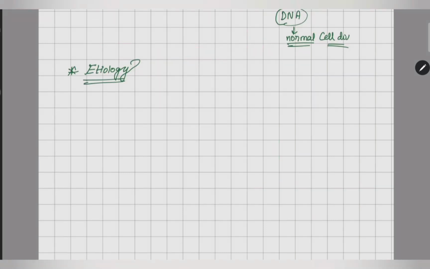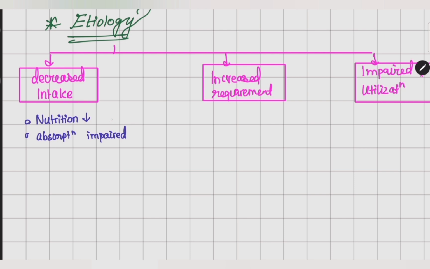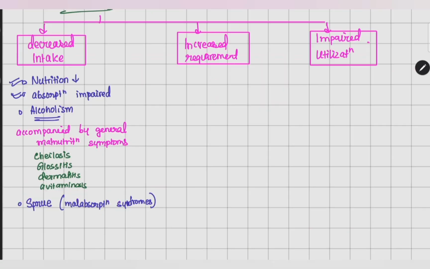So it can happen due to 3 reasons, either due to decreased intake or due to increased requirement or due to impaired utilization. Decreased intake can happen due to deficient nutrition, then impaired absorption and alcoholism. Generally, these are accompanied by the general malnutrition symptoms like cheilosis, glossitis, dermatitis, avitaminosis, etc. Features of malabsorption like sprue, then drugs like phenytoin, oral contraceptives can also contribute to it.